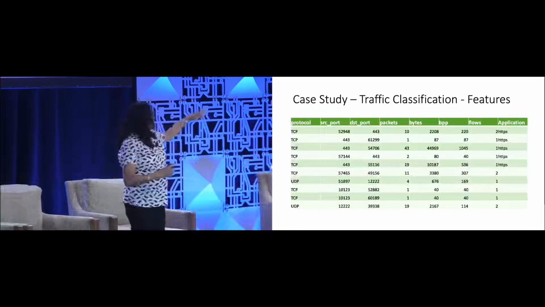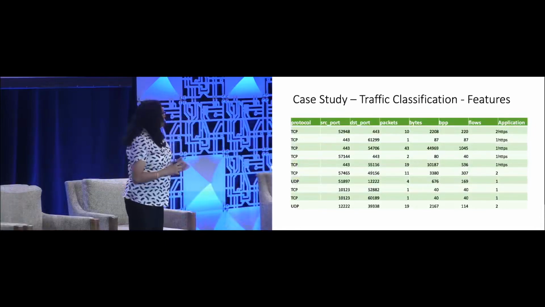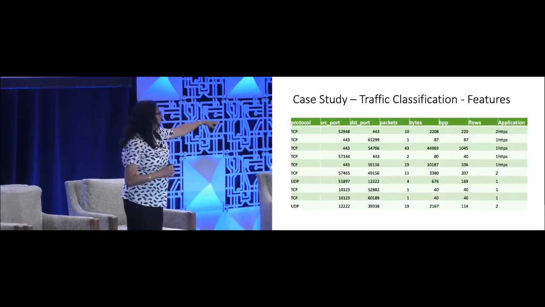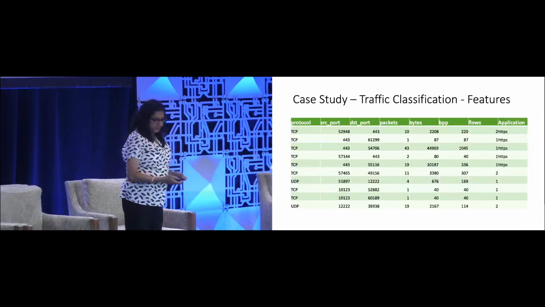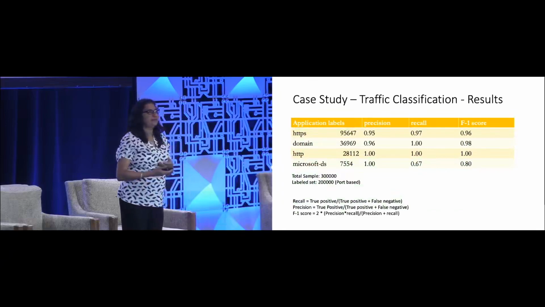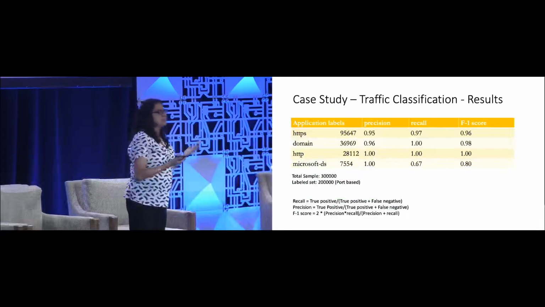So this is, if you can see, most of it is HTTPS traffic and some of the non-standard ports there. The port-based approach was not able to identify them. And again, this isn't all the features we used. This is just a sampling of the features we used.